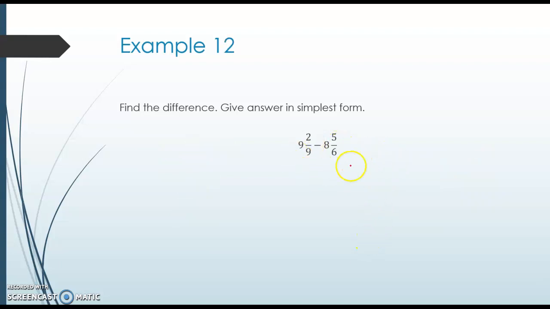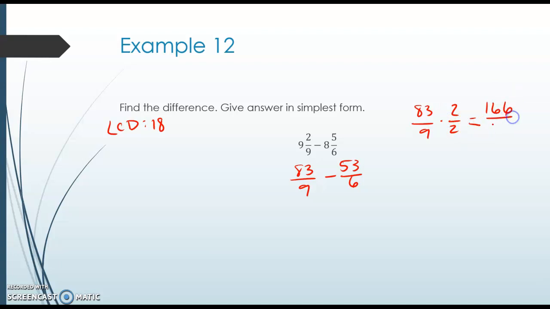Last one, we have unlike denominators, so we have to find that lovely LCD. And so in this case with 9 and 6, our LCD is going to be 18. So I want to make those denominators 18. I'm going to do 9 times 9 is 81. 81 plus 2 is 83. So I have 83 ninths minus 8 times 6 is 48 plus 5 gives us 53. So 53 sixths. So now I'm going to take 83 ninths, take the numerator and the denominator times 2. So I will get 166 18ths.